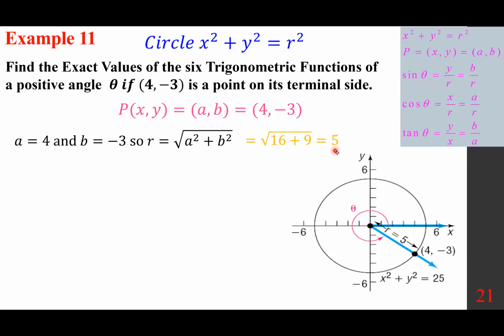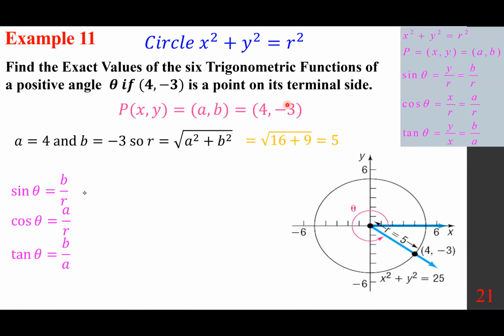So now we follow. What is sine theta? Y over r, -3 over 5. What is cosine theta? X over r, 4 over 5. What is tan theta? The ratio of those two, -3 over 4.